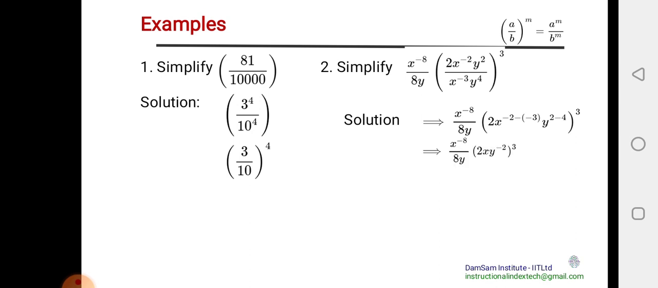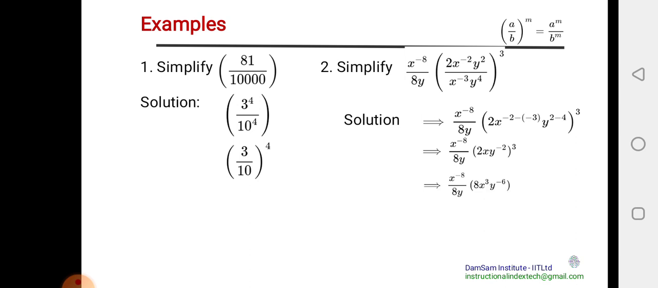So we proceed to simplify the one in the bracket when we have x raised to power negative 2 minus negative 3. So that becomes minus times minus is plus. Minus 2 plus 3, that becomes 1. And that's why we have it x. Then the second one is y raised to power 2 minus 4. And that becomes y raised to power negative 2, just like we have inside the bracket. So the 3 is still outside. We have to be very careful of that.